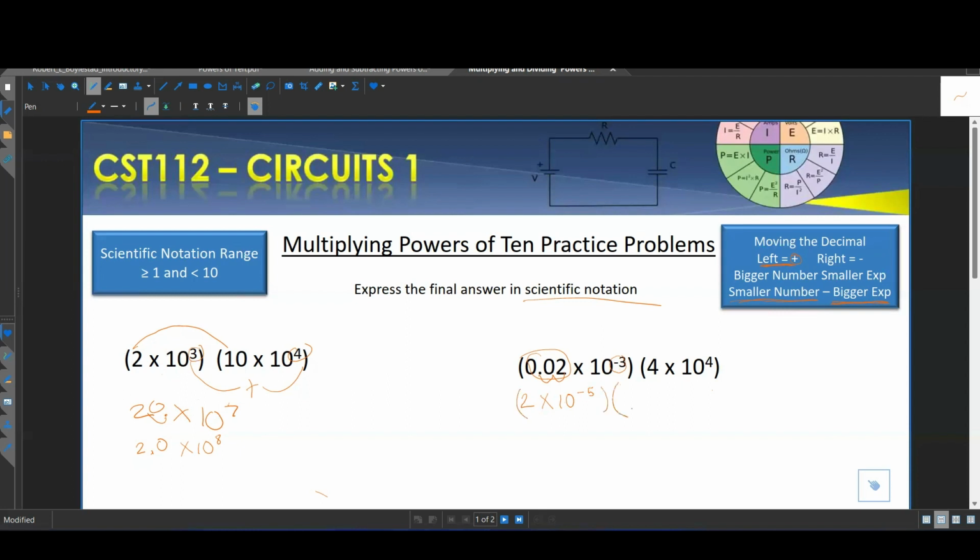And now I can bring my other half down, 4 times 10 to the 4. Now it's a little bit easier to work with. I'm still doing the same thing I did before, multiplying the two outside numbers. So 2 times 4 would be 8 times 10. Now we need to add our exponents. So negative 5 plus 4 will give you a negative 1.